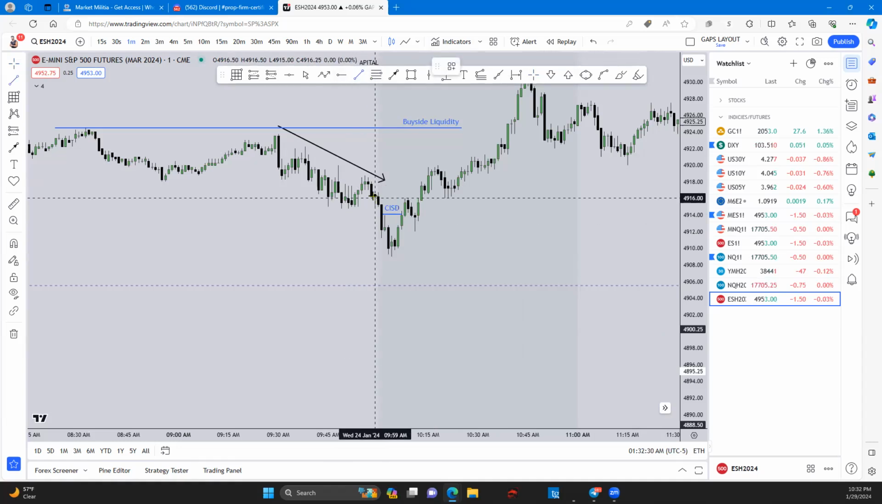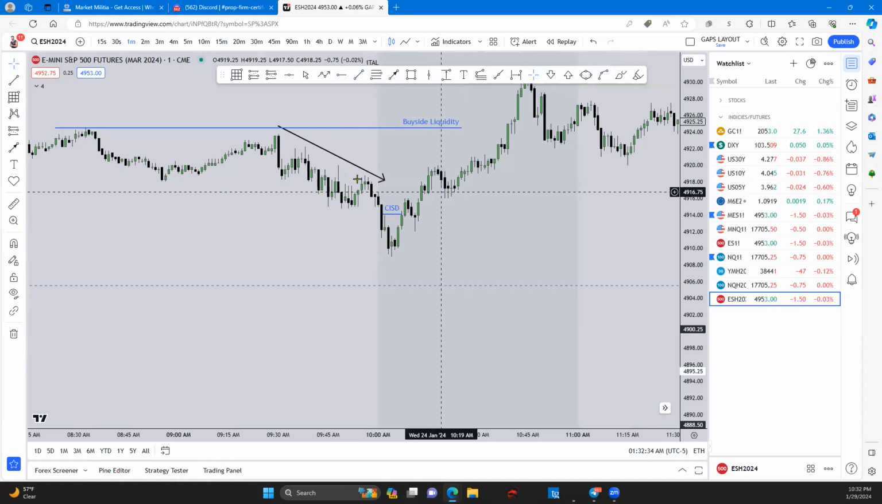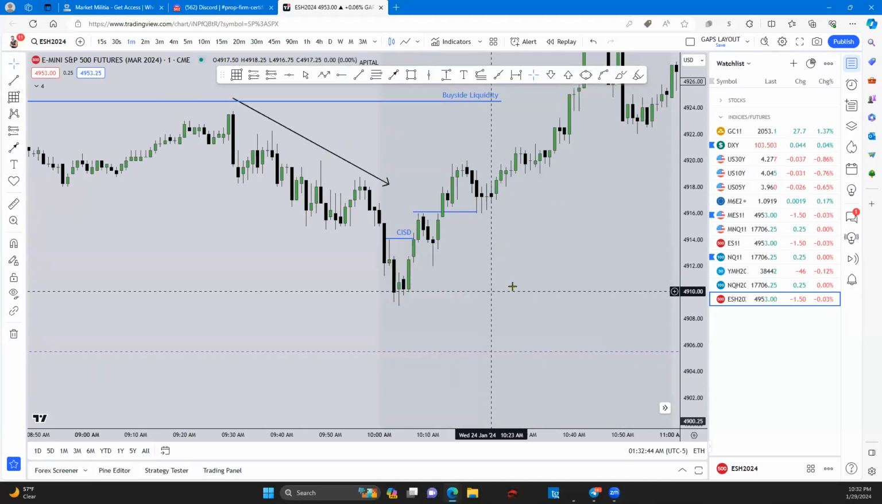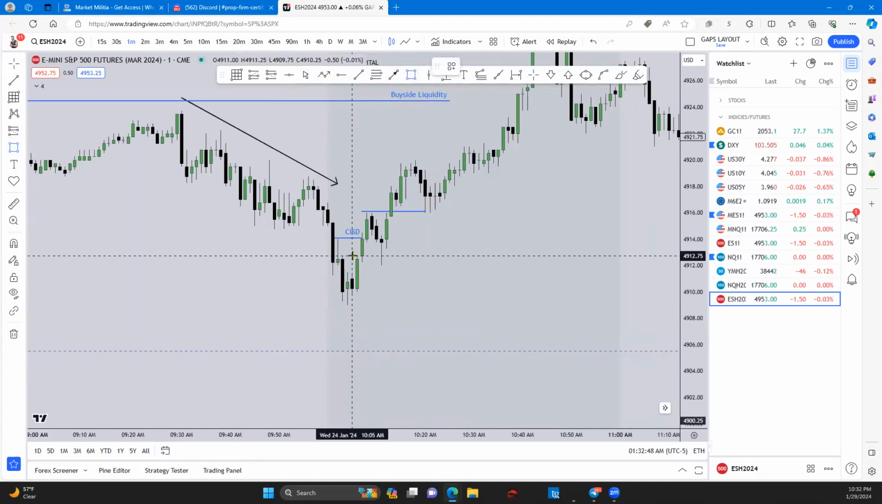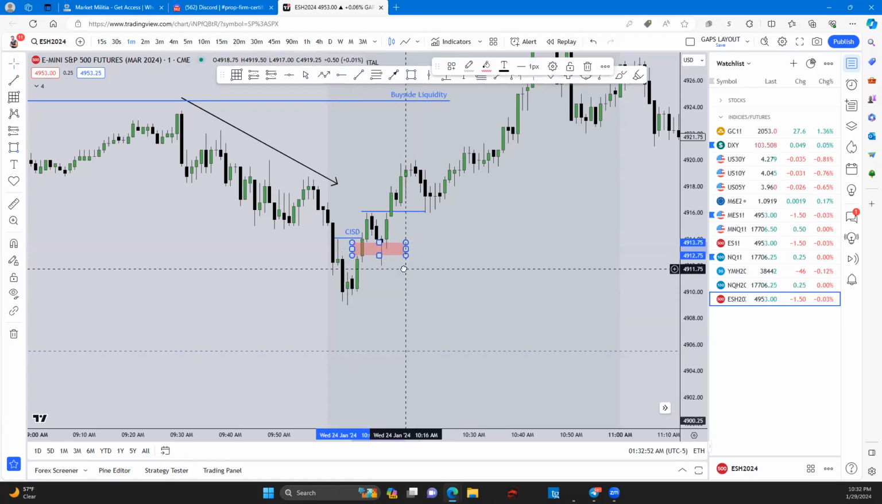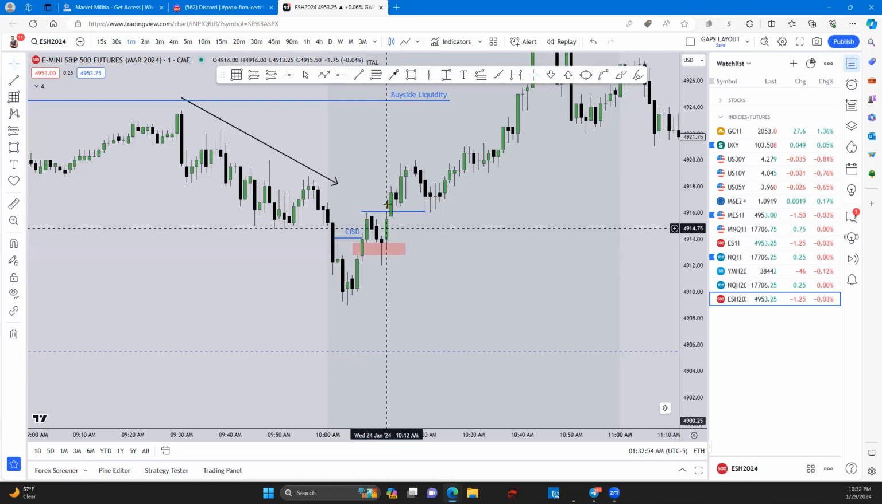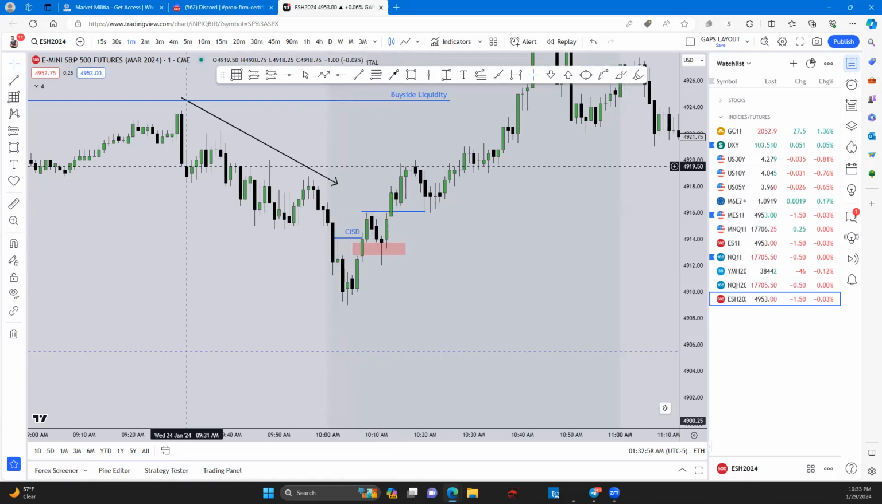And then our market structure shift right there. Drop back down, and then we get a nice shift here. So you can be a buyer if you want to, anywhere in here. See how the candle bodies are respecting? Anywhere in here, if it comes back in here, you could be a buyer.